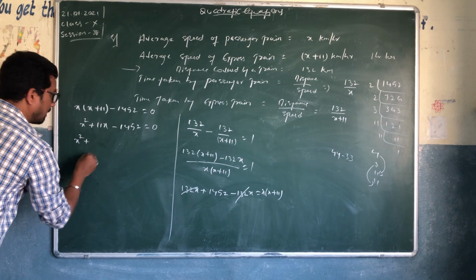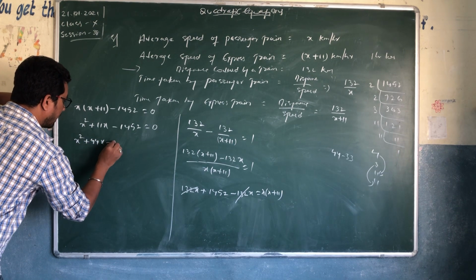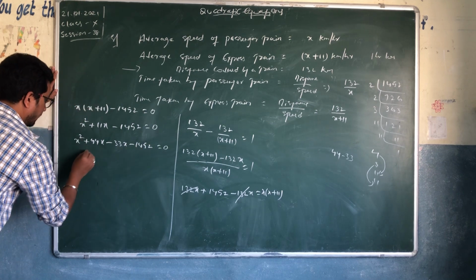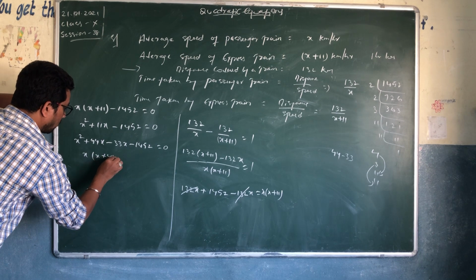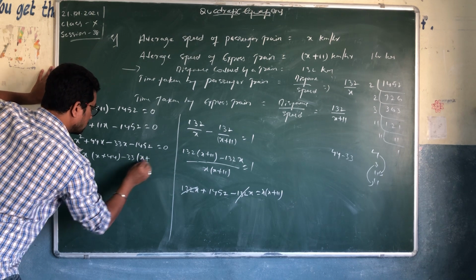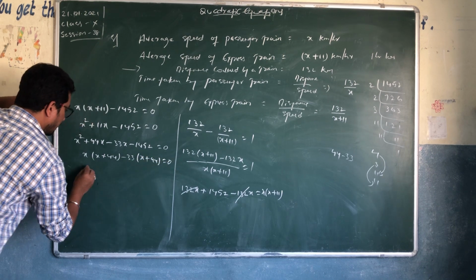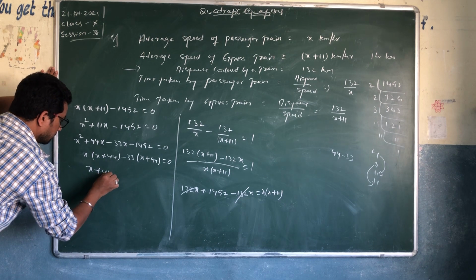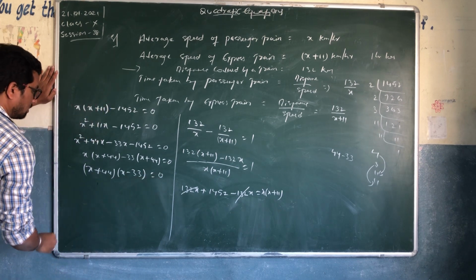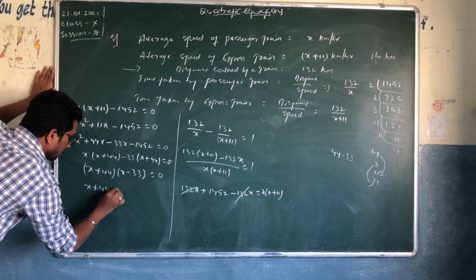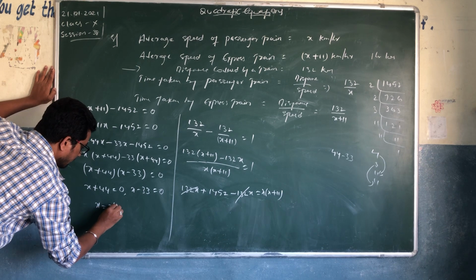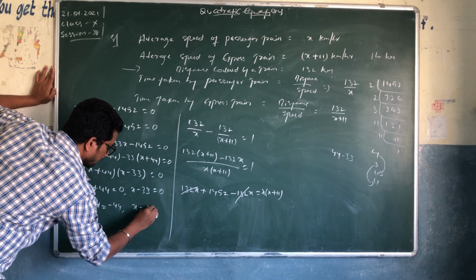x square plus 44x minus 33x minus 1452 is equal to 0. If I take x as common here, x plus 44. If I take minus 33 as common here, x plus 44 is equal to 0. Now x plus 44 is the common term, into x minus 33 is equal to 0. Now x plus 44 is equal to 0, x minus 33 is equal to 0. x is equal to minus 44, x is equal to 33.